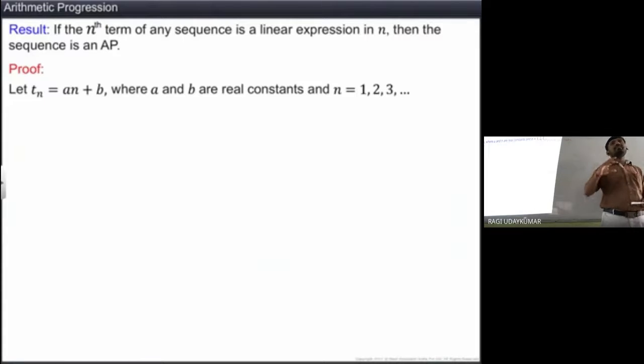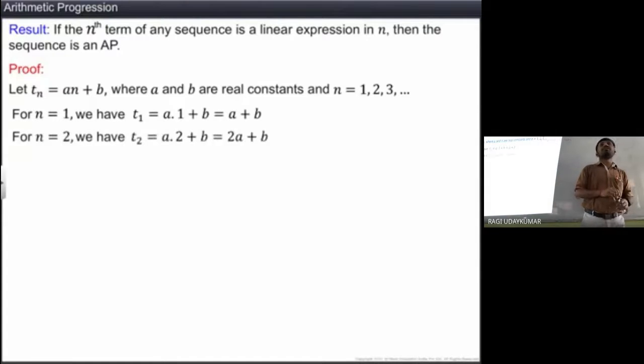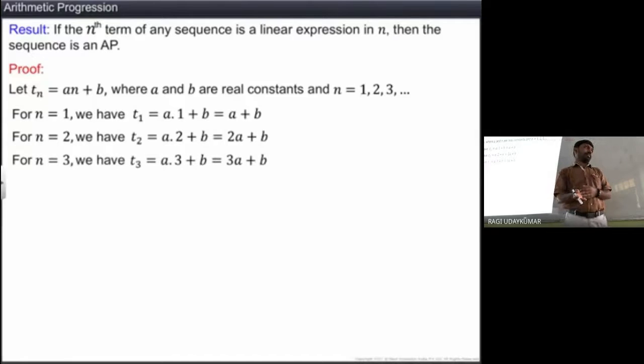A linear expression is nothing but the form ax plus b, where a is not equal to 0. And here n should be considered: an plus b. The nth term is denoted by either an or tn. In some books, tn also will be written, so don't get confused with that. Suppose you take n equal to 1, the first term you are going to get is a plus b. N equal to 2 means 2a plus b. N equal to 3 means 3a plus b.